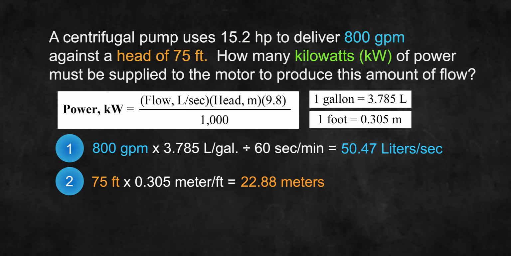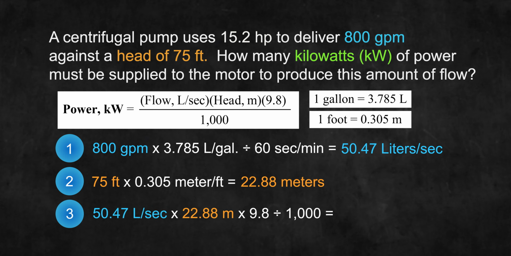In step 3, we'll bring it all together. Let's take our flow of 50.47 liters per second and multiply it by the head of 22.88 meters and multiply that by 9.8, which is a constant value representing gravity. This gives us our answer in watts, which by dividing by 1,000 gives us kilowatts. So our answer is 11.3 kilowatts.